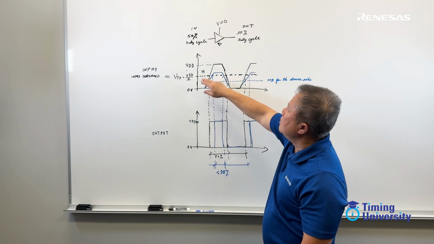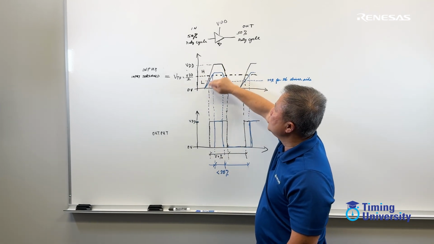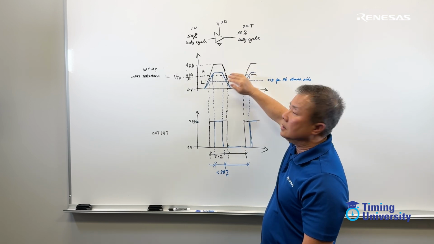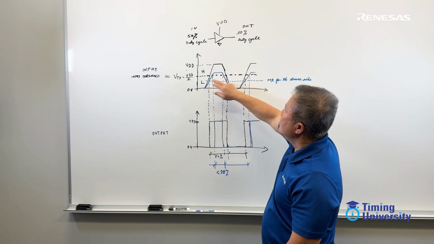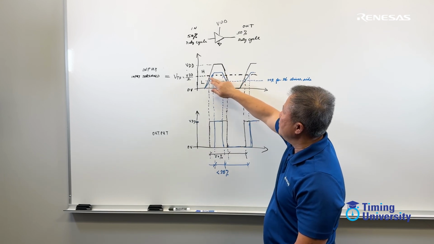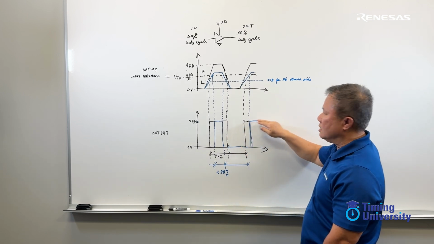So for a normal full-swing CMOS input signal, if that's 50% duty cycle, it passes through this threshold at 50% duty cycle. So the output will have 50% duty cycle.